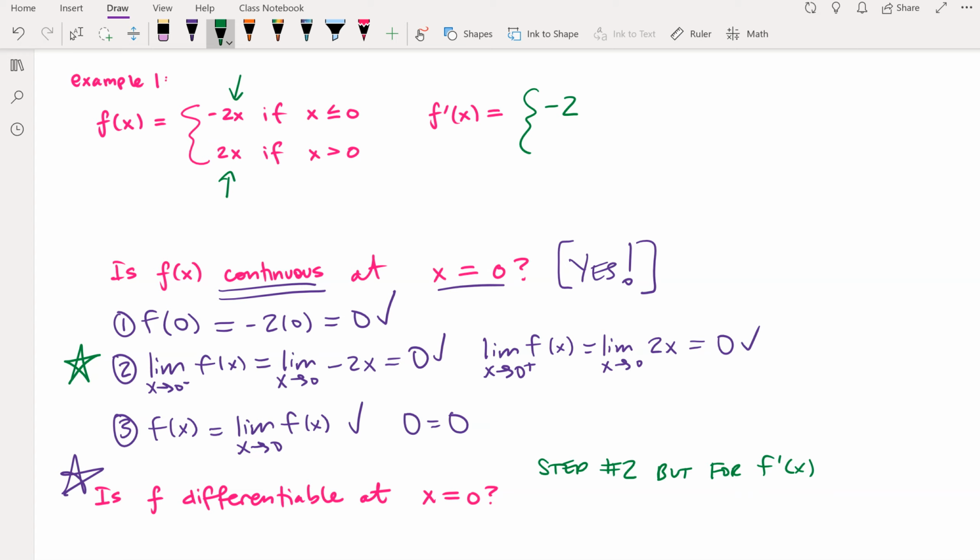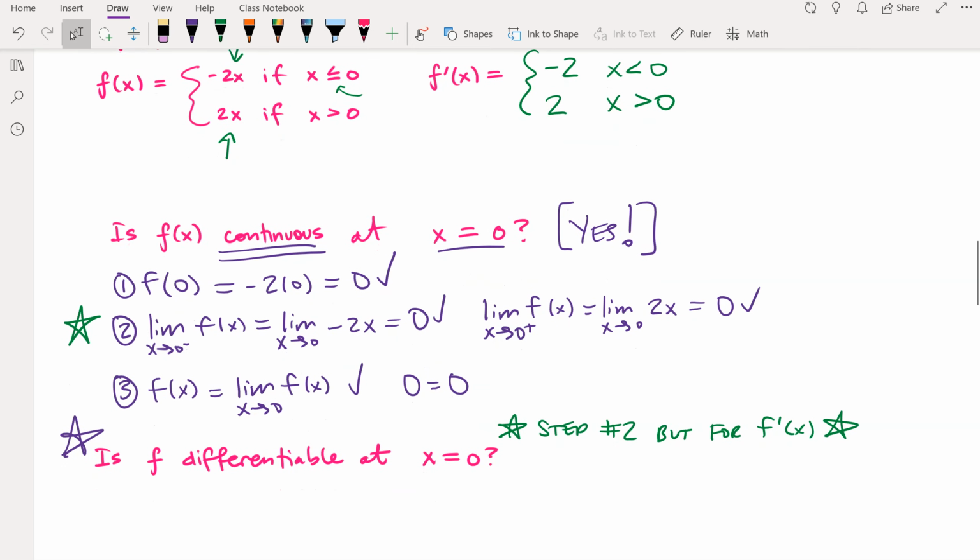And then I don't have time to explain why, but we drop the equal to sign, so we're just going to say negative 2 for x is less than 0. You drop the equal to sign when you take the derivative. And the derivative of the bottom piece, 2x, is 2 for x is greater than 0. Okay, so now that we have f prime, we can do step number 2, but for f prime, to check if the function is differentiable.